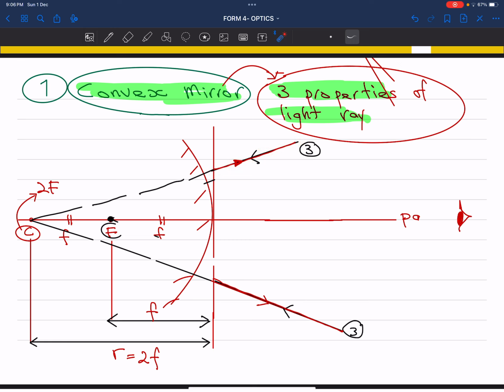To get a better understanding, watch the video more than once. In the third lesson, I'm going to teach the properties of the image formed by a convex mirror.